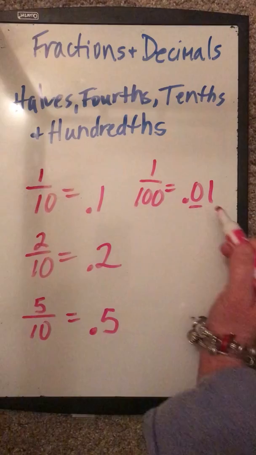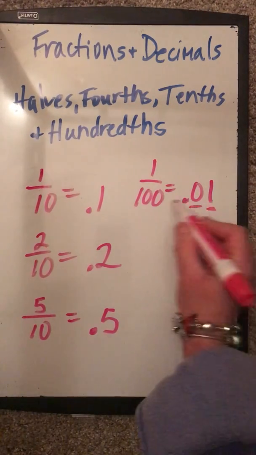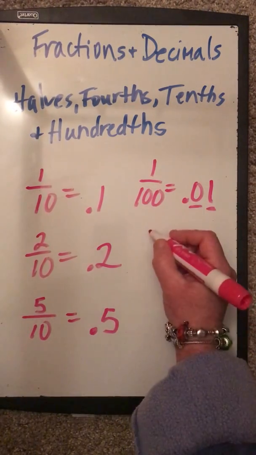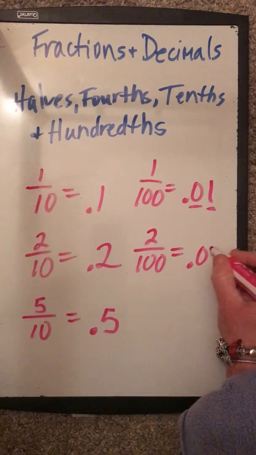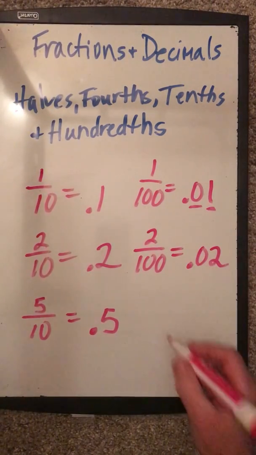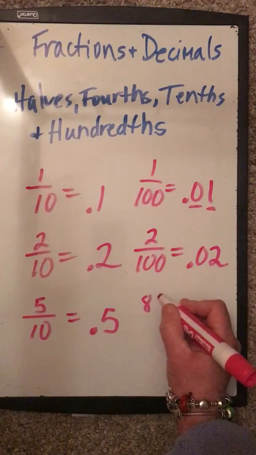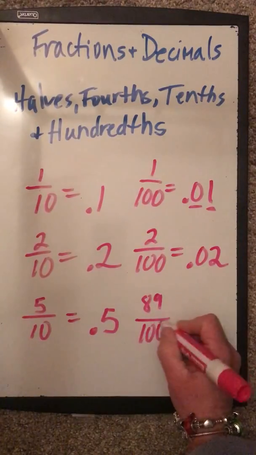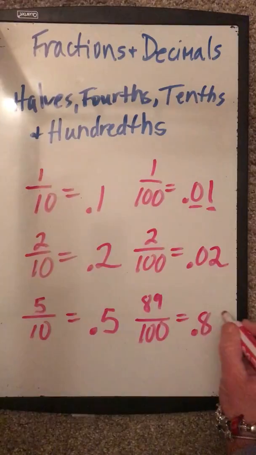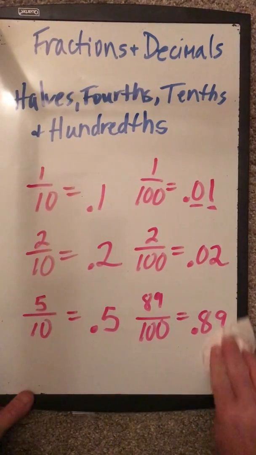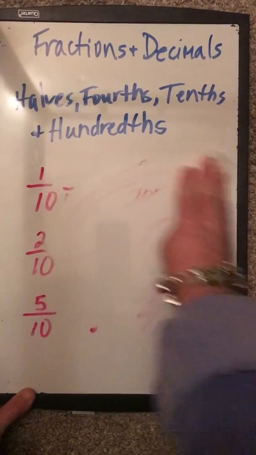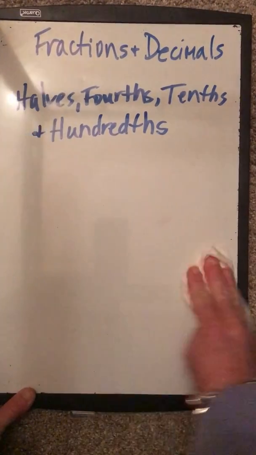If you have 1/100th, now you have to bring it out. This place value here is the tenths. This is the hundredths, so we need to go out to the hundredths place. If you have 2/100ths, I'm going to go out to the hundredths place. If you have 89 hundredths, 0.89, 89 hundredths. And that is it for our halves, fourths, tenths, and hundredths.